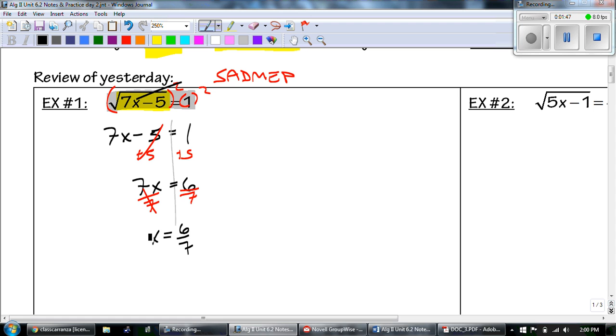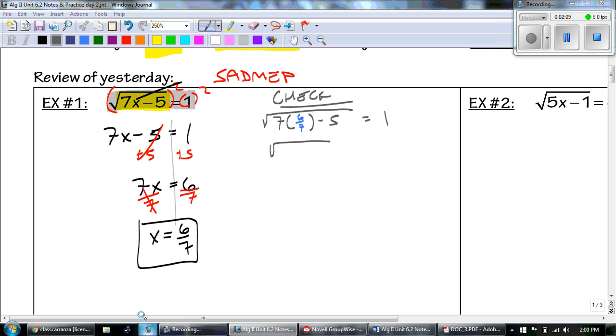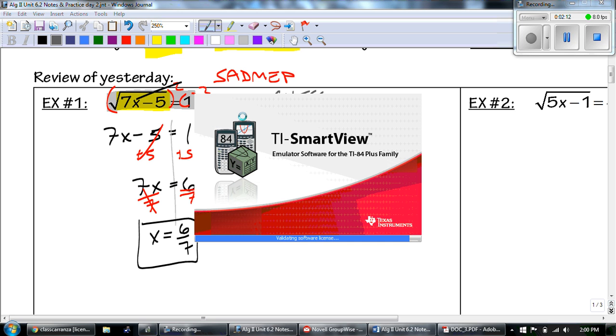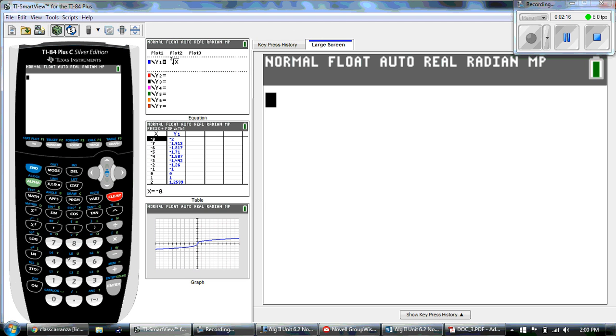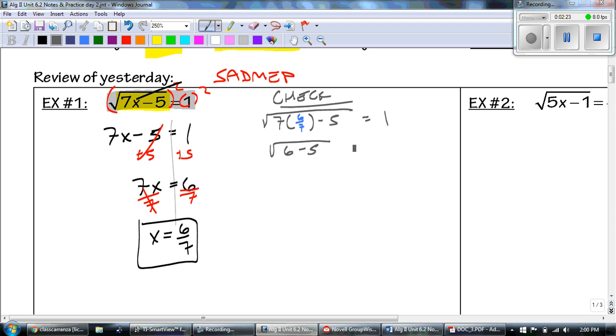So before I can say, woohoo, this is my answer, I have to do the check. And doing the check, all that means is I am plugging my answer in for x and seeing if it works. So 7 times 6/7, if you don't know, use your calculator. Mine's warming up right now. So 7 times 6 divided by 7 gives me 6. So we have 6 minus 5 equals 1. 6 minus 5 is 1, and the square root of 1 is 1. So yay, my check works out. I'm happy. This is my answer. Okay, that was a basic one.